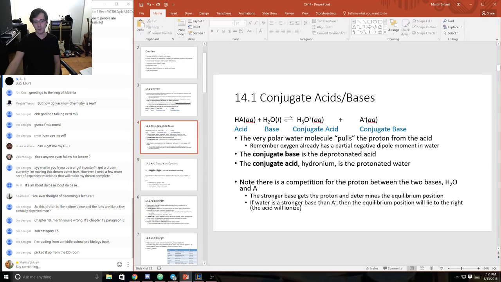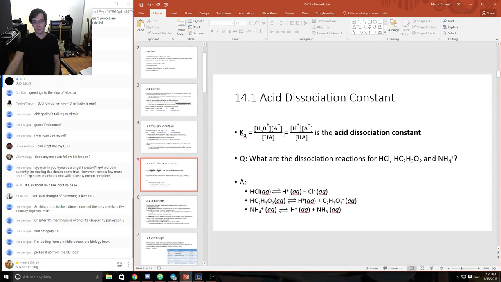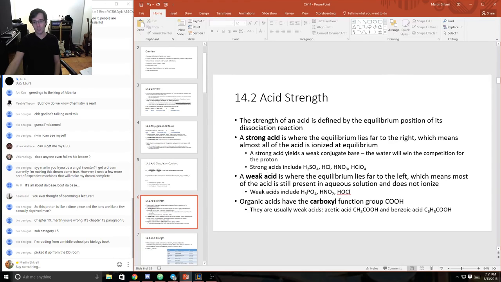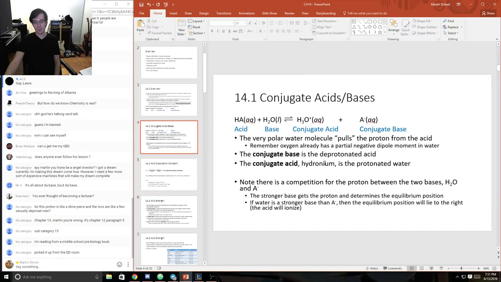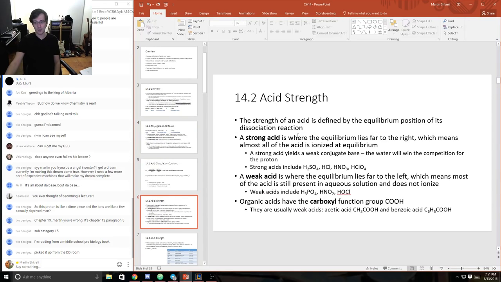So let's go back here and look at this. A strong acid will yield a weak conjugate base. The weak conjugate base will lose the competition for that proton. Water will win it. So that's a really important concept. A weak acid is the opposite, where the equilibrium position lies far to the left. So in this case, there's less dissociation. The water, in fact, will lose the competition for the proton, and the conjugate base will win it, and therefore the acid will not dissociate as much. And that makes sense. It's a weak acid. There's less protons swimming around.